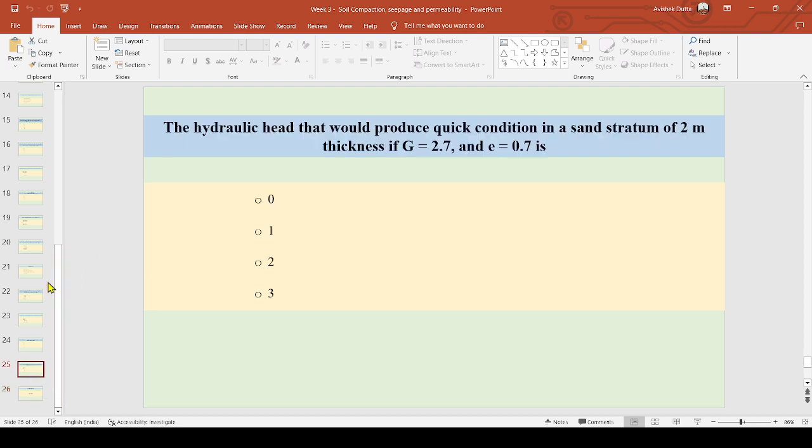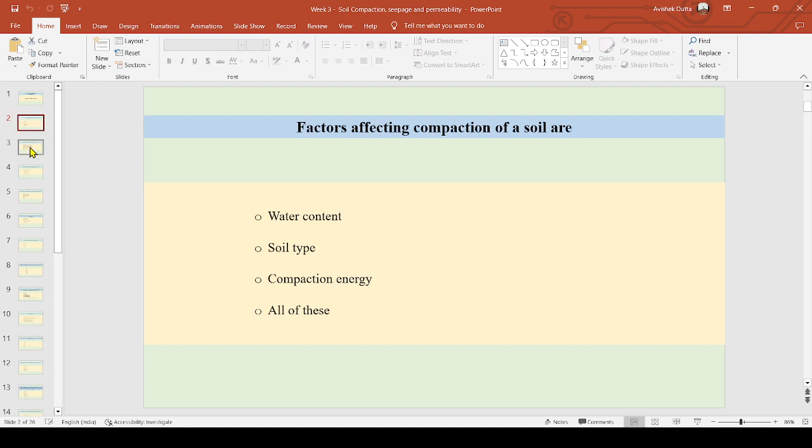Okay. Now for those who have joined late, I'll just repeat the questions of soil compaction. The first question was factors affecting compaction of a soil are. Your options were water content, soil type, compaction energy, or all of these? What are the factors that affect compaction of a soil?